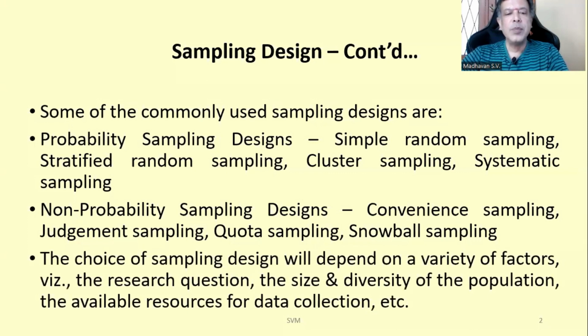Now, the choice of sampling design will depend on a variety of factors. It may depend on the research question, the size and diversity of the population, and the available resources for data collection. So what you choose depends on your research question, what type of research you are doing, how large the population is, what sample size you want, how diversified the population is, and how many resources are available to you. All those factors will affect what type of sampling design you choose. So that is what sampling design is about.